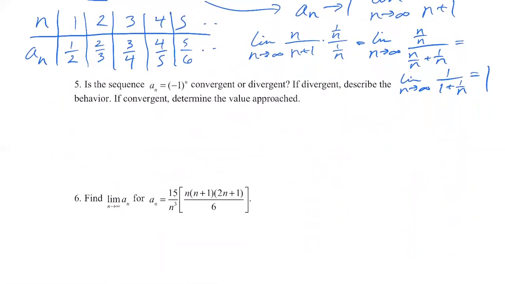Now, is the sequence a sub n equals -1 to the n convergent or divergent? If divergent, describe the behavior. If convergent, determine the value approached. Let's start by building a table once more.